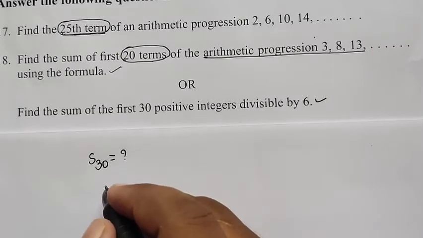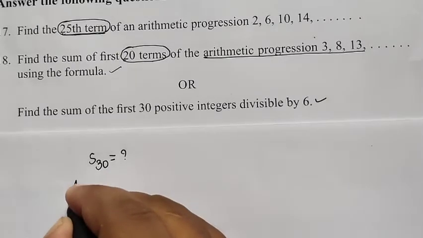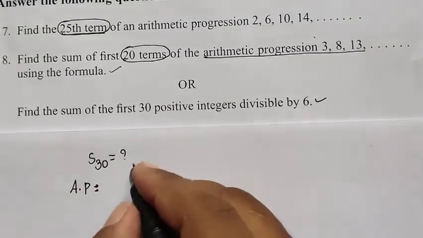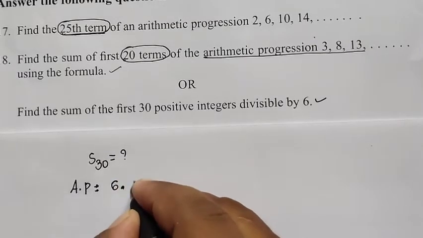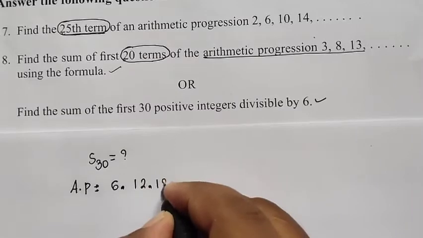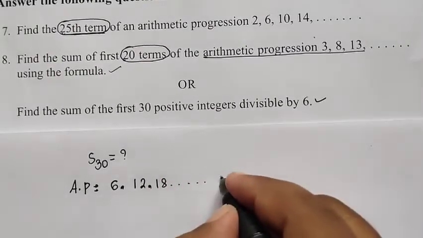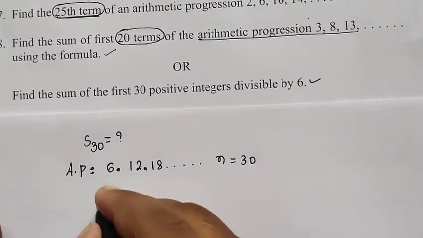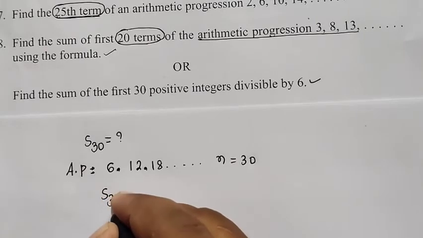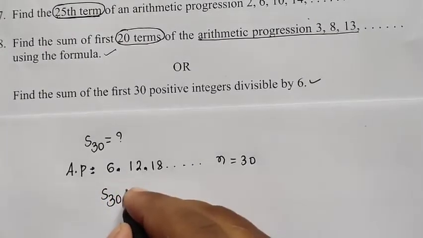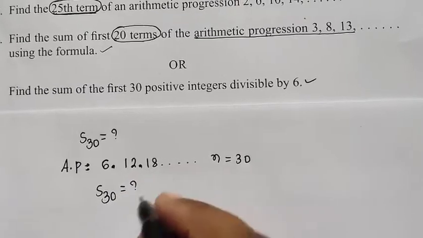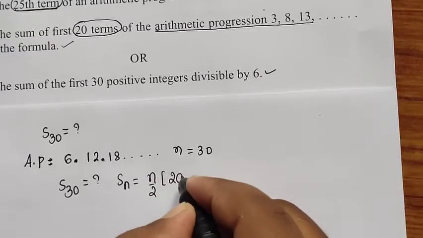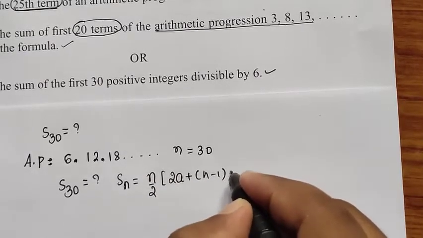So S30 you have to find out, so you have to write an AP. The AP is equal to how much? So the AP starts with numbers divisible by 6. So the first positive number is 6, after that 12, after that 18, and so on, up to n equal to 30 terms. So you know the formula. So S30 is equal to how much you need to calculate. So you have the formula Sn is equal to n by 2 times 2a plus n minus 1 times d.